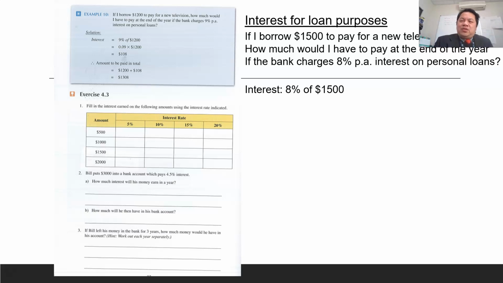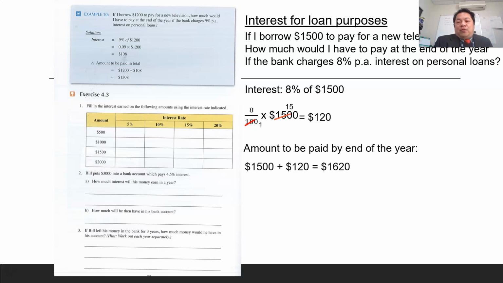So again, percentage of a whole. 8 out of 100 times $1,500. Simplified, I actually got 8 times 15, which is $120. So in other words, you have to pay $1,500 plus another $120. In total is $1,620. So that is the pain that you extra need to pay by spending future money. Not a good thing, isn't it?